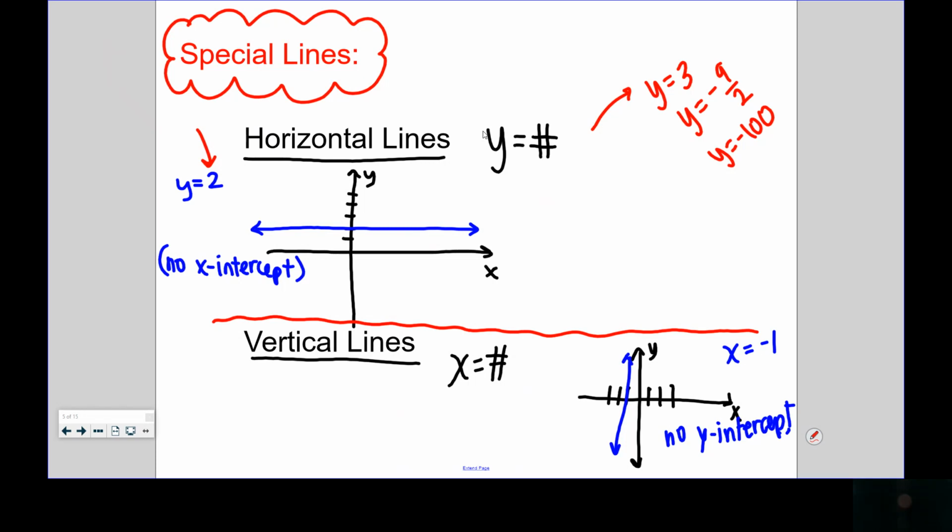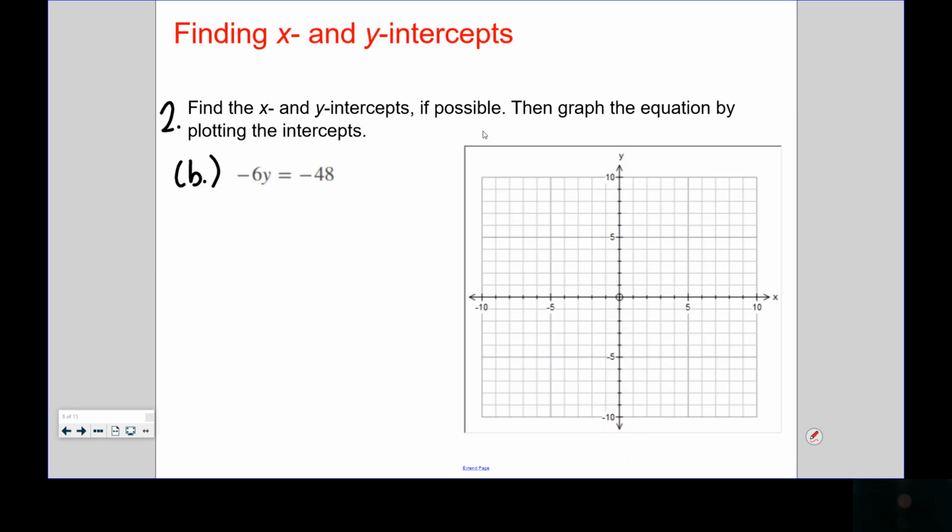All right, so let's look at an example. Same question, it's just part B. Find the x and y intercepts and graph. All right, so we have -6y equals -48. Can you tell, is this going to be a horizontal line or a vertical line? Yeah, horizontal, because it's got a y. So we can tell this is going to be a horizontal line.